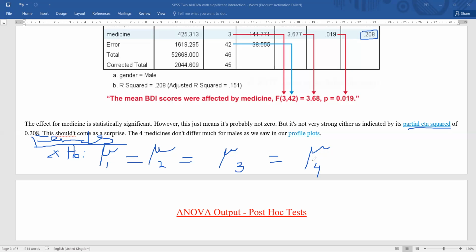So the eta square is an indication of how strongly we are rejecting this null hypothesis. The higher the value of eta square, the stronger the evidence by which we have rejected the hypothesis. The smaller the eta square, the more mildly, with a mild effect, we have rejected this null hypothesis.